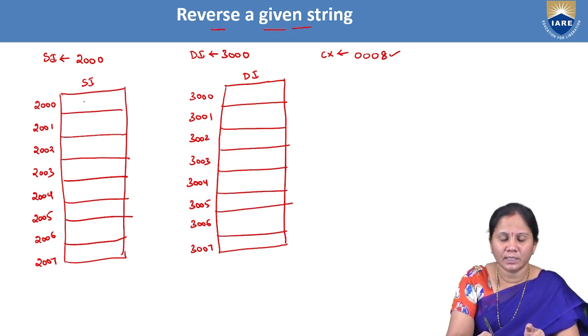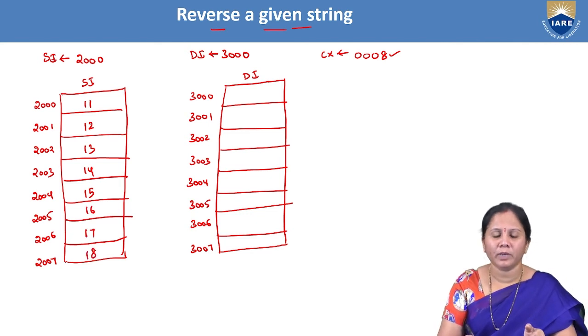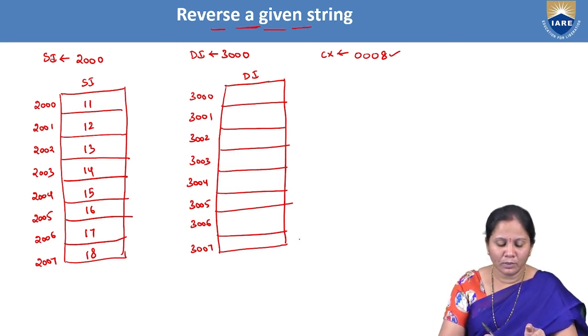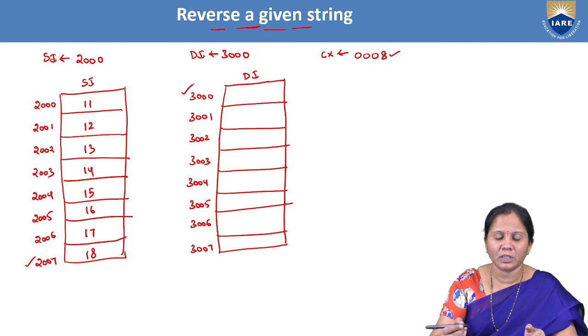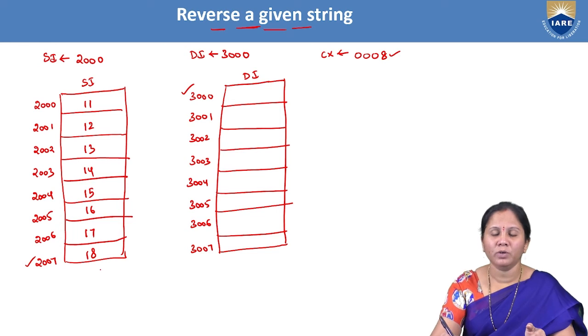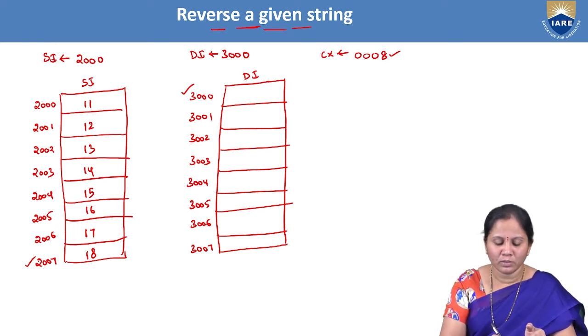Okay, let us consider the string 11, 12, 13, 14, 15, 16, 17 and 18. These are the numbers present in the string. Performing a reverse operation means the value present in the 2007 location should be moved into the 3000 location. That means in a string, the last value should be moved into the first position. So we have to store the value present in 2007 into the 3000 location. That means this 18 value should be moved here.